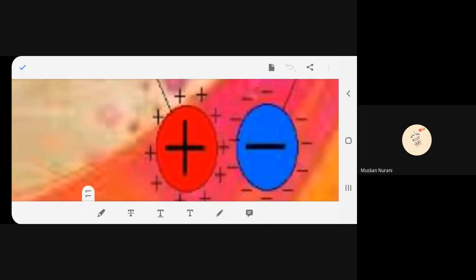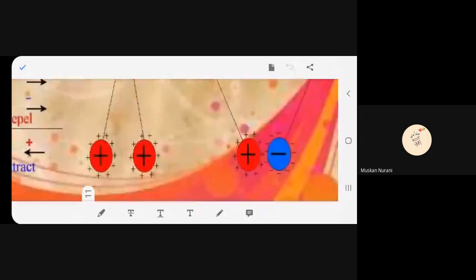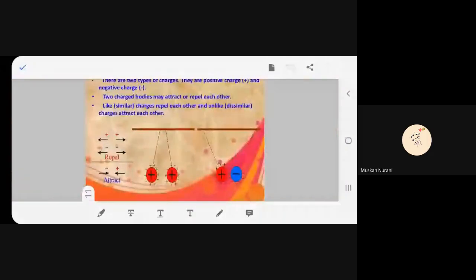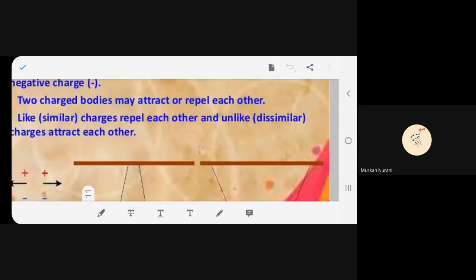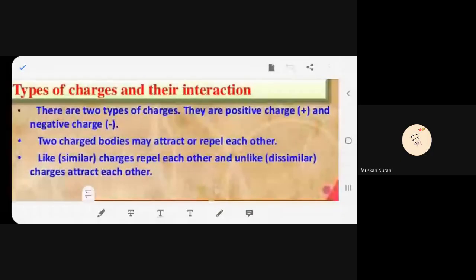Do you have any problem to understand? Yes, ma'am. Do you have any problem? Yes? Have you understood or not? That like charges repel and unlike charges attract. Have you understood or not? Why no answer? Yes, ma'am. Understood.